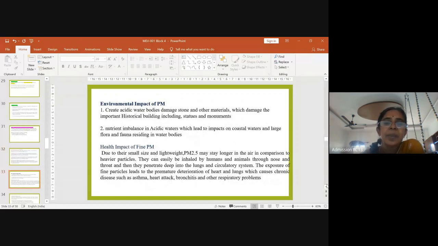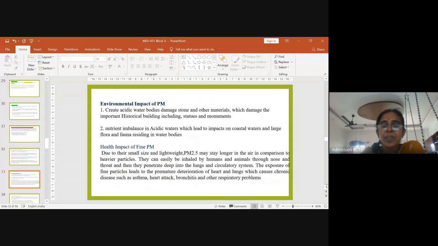So, what is the environmental impact of this particulate matter? It creates acidic water bodies, it damages stone and other materials, it damages historical buildings, including statues and monuments, and causes nutrient imbalance in acidic waters, which leads to impacts on coastal water and the flora and fauna. Flora and fauna means the plants and animals residing in the water bodies.